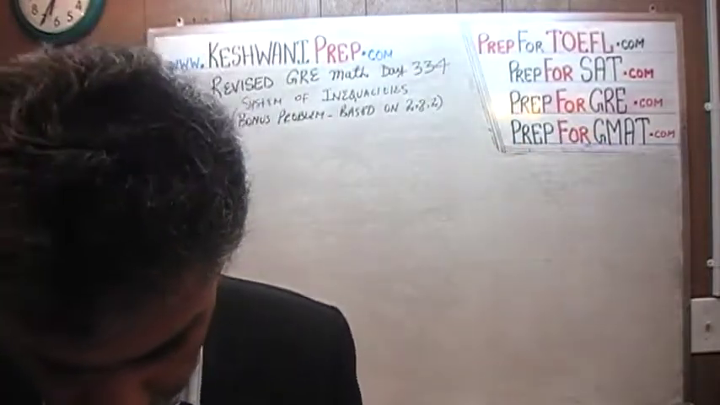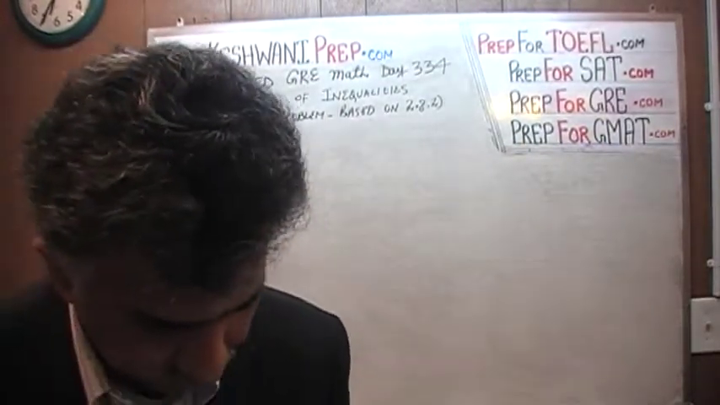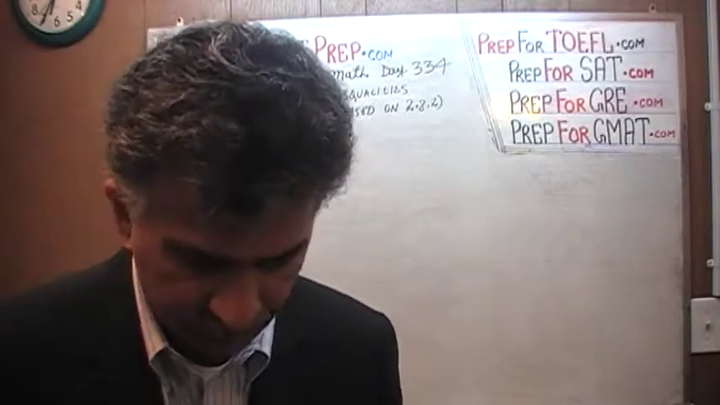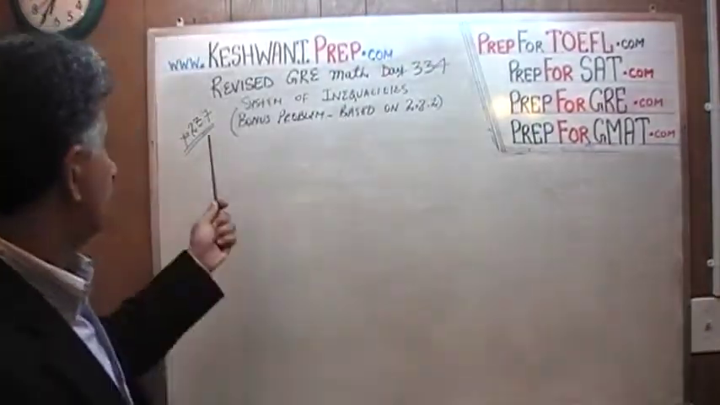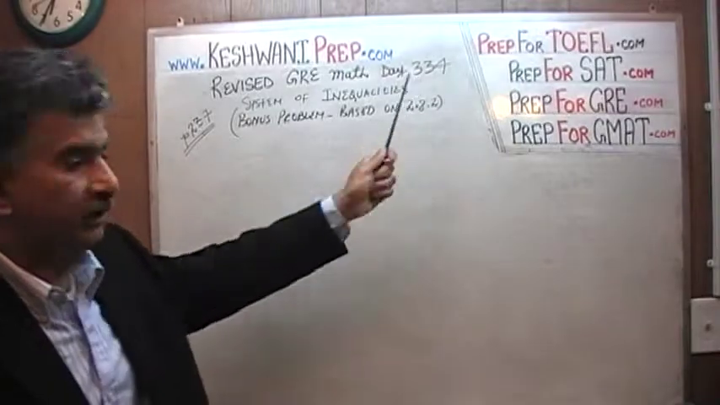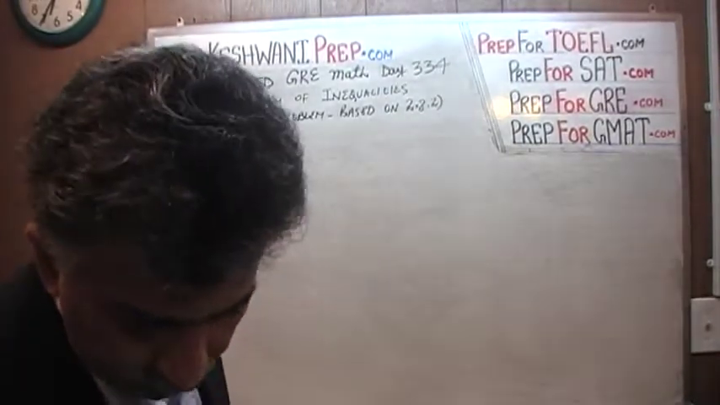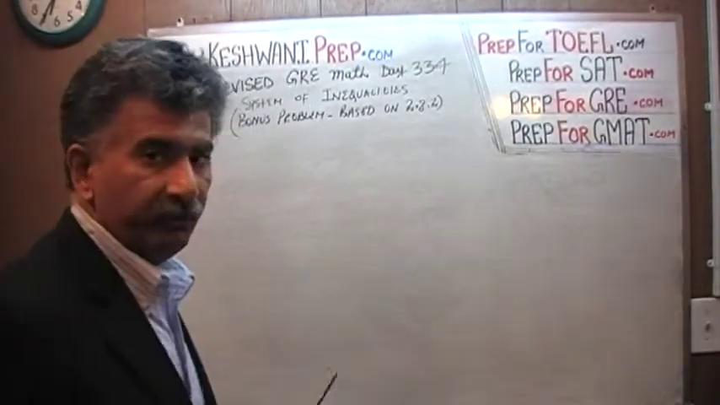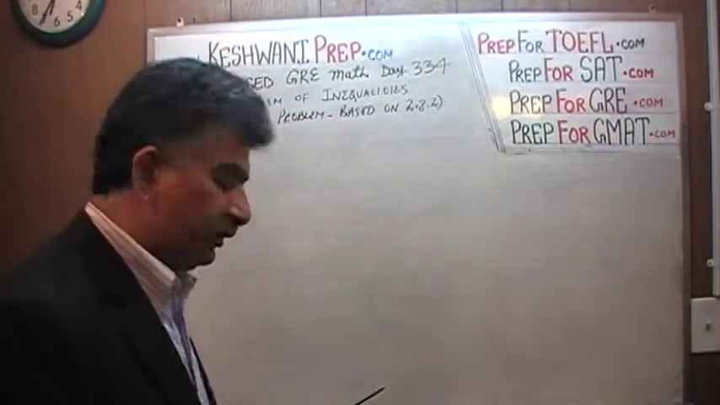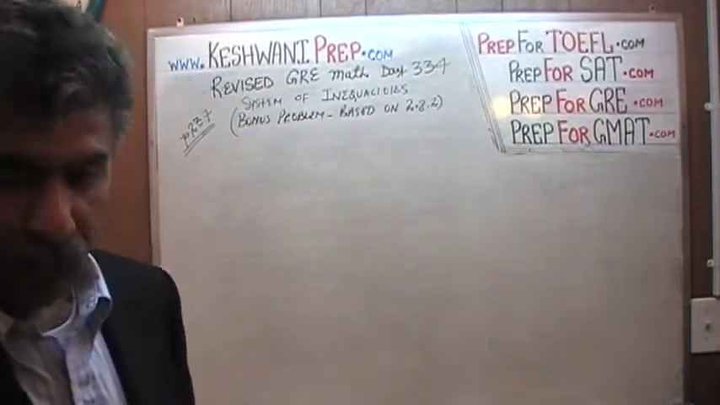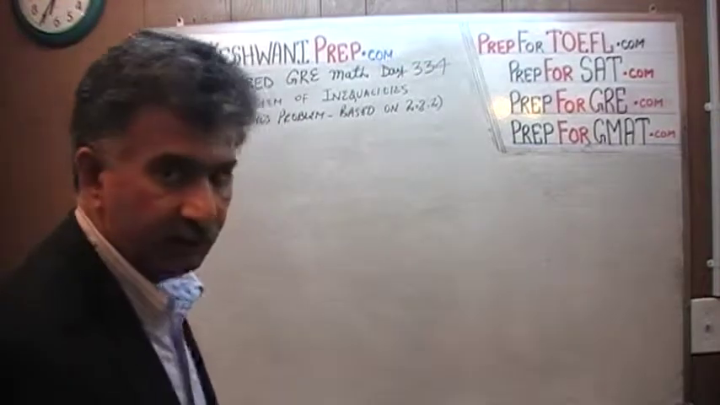The problem that we are about to solve is the one that you will find on page number 237. Please turn to it. Page number 237, and today is our lesson number 334. On page number 237, we see system of inequality. We're not going to actually do that particular problem. We're not going to actually do 2.8.3, the two inequalities that are given there.